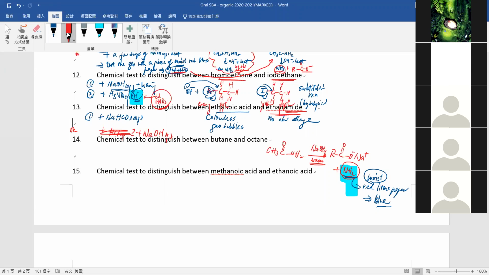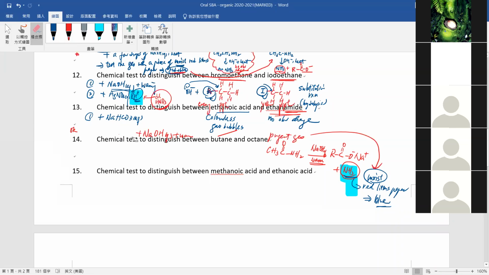So if you use sodium hydroxide plus warm, for this one there is no observable change, but for this part we have such ammonia gas, the pungent gas that will be evolved. While we test its nature, it turns blue. Questions?